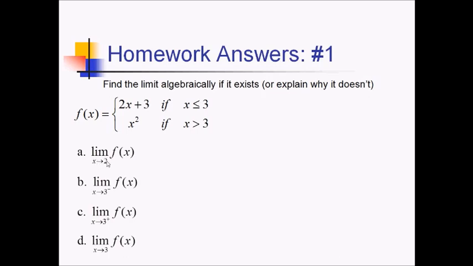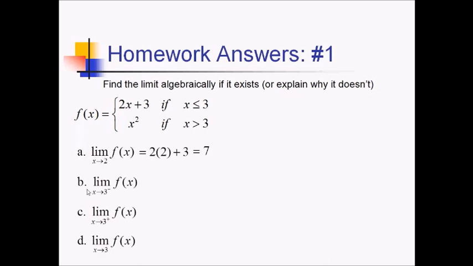For Part A, we're looking at the limit as x approaches 2. Since 2 is not a border value, that means we just have to plug it into the appropriate rule. 2 is less than 3, so we're using this first rule here. So that's going to be 2 times 2 plus 3, or 4 plus 3, or 7.